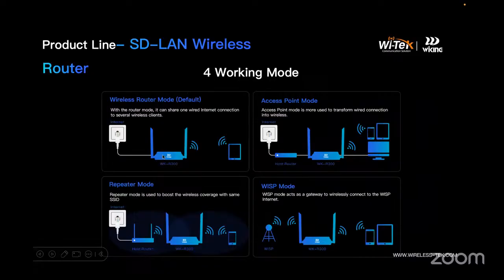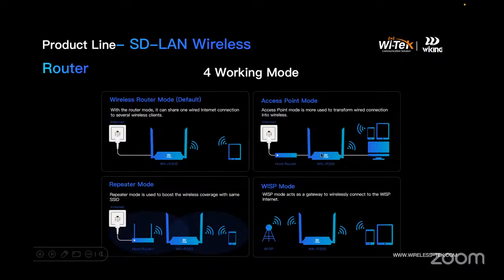For the router mode, it's like a normal router. You connect the internet to your one port, the WAN port. Then it can share Wi-Fi. So when your phone connects to Wi-Fi, you can connect to the internet. It's like a router.